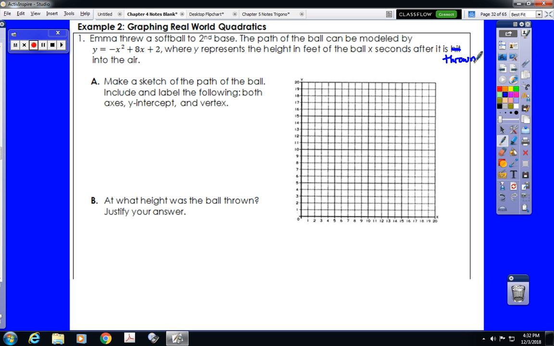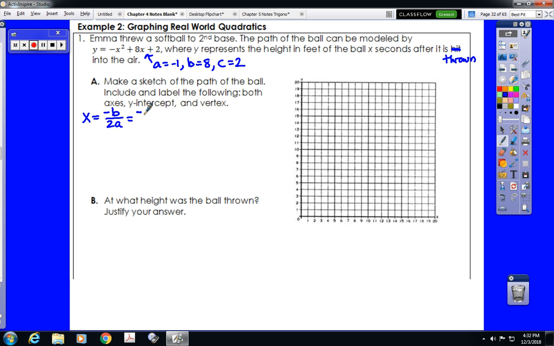Part A asks us to make a sketch of the path of the ball. Include and label the following: both axes, the y-intercept and the vertex. Okay, so this means we need to graph that equation. And to do that, we really need to know the axis of symmetry. So we start with negative b over 2 times a. From that equation, a is negative 1, b is 8, and c is 2.